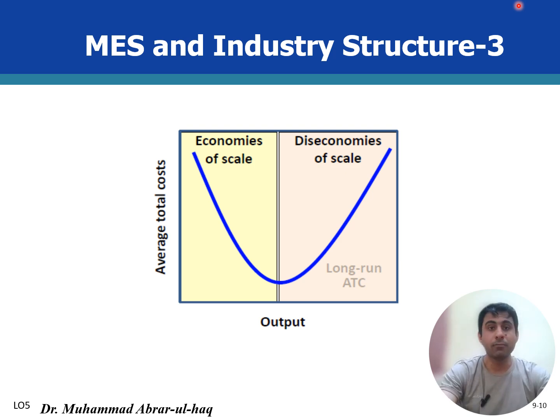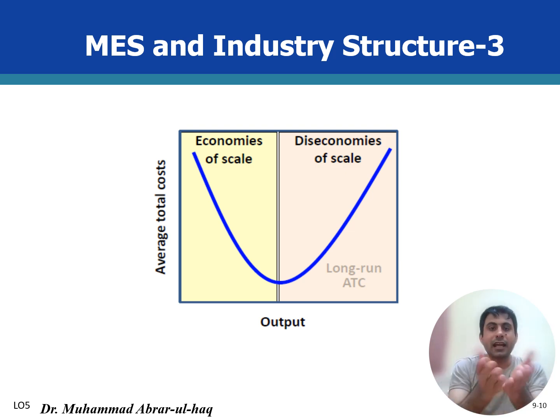However, beyond a certain point, the firms experience diminishing returns to scale or even diseconomies of scale, causing the average total cost curve to turn upward again. So this turning point often marks the minimum efficient scale, the point where the firm achieves its lowest possible average cost per unit of output.